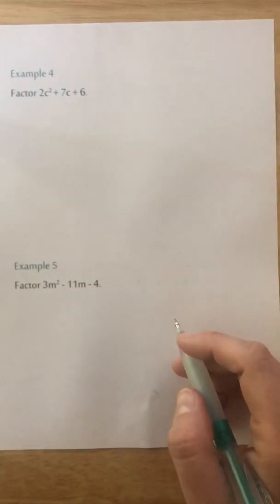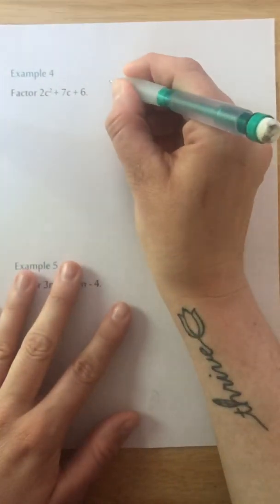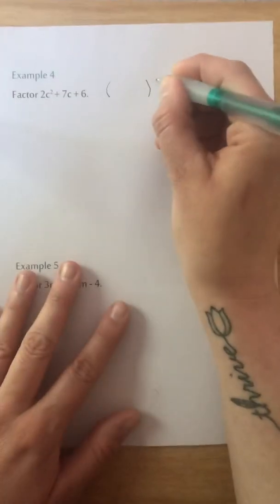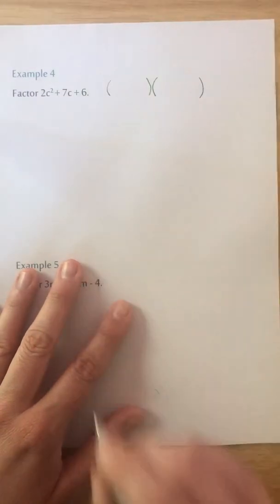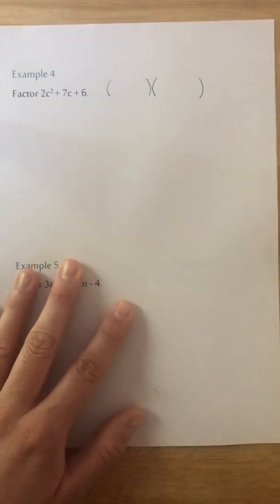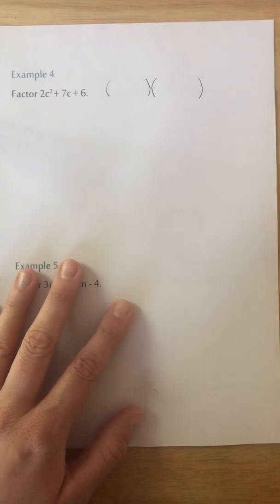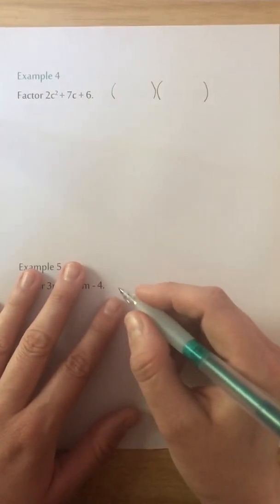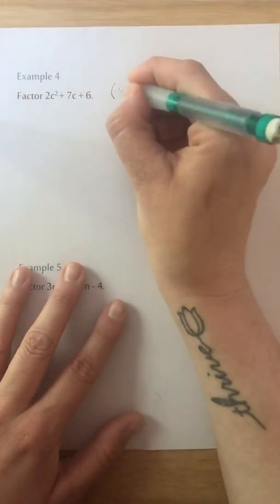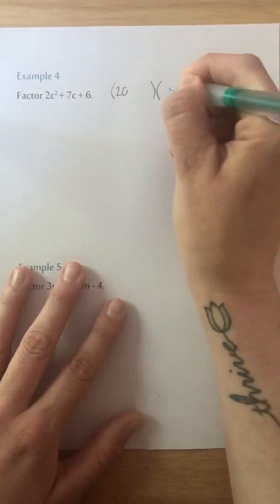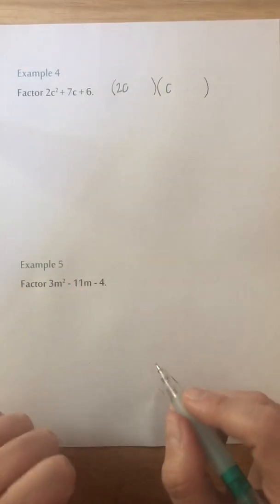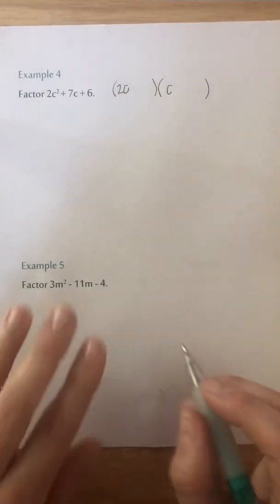Let's try number 4 together. So number 4, we have 2c squared plus 7c plus 6, all plus signs, which is great because that means you already know what your signs are going to be. They're going to be plus. Let's start with the first term. How can you get 2? Well, easy. You would multiply 2 times 1, but specifically we're going to need them each to have a c. So we're going to have a 2c and a 1c. Again, if you want to write the 1, you can. You don't have to. Now let's look at the last term where we have a 6.